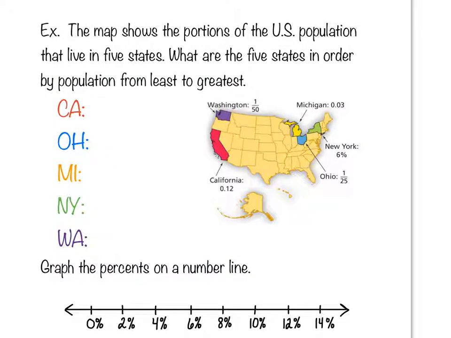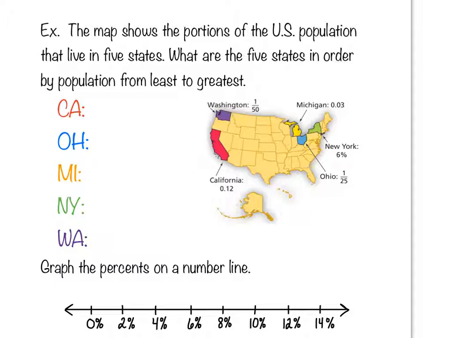All right, so we have one last problem here. It says the map shows the portions of the United States population that live in 5 states. These aren't the 5 most populated states. They're just 5 random states they chose. What are the 5 states in order by population from least to greatest?